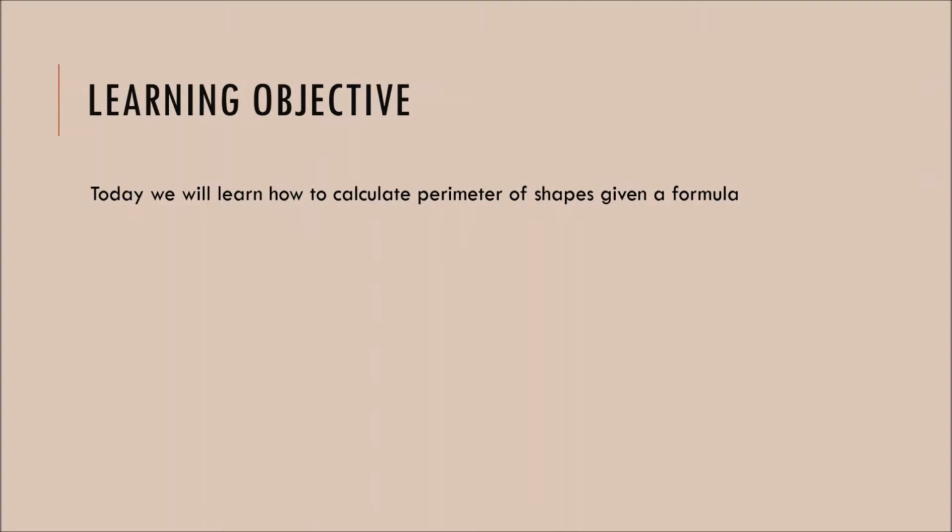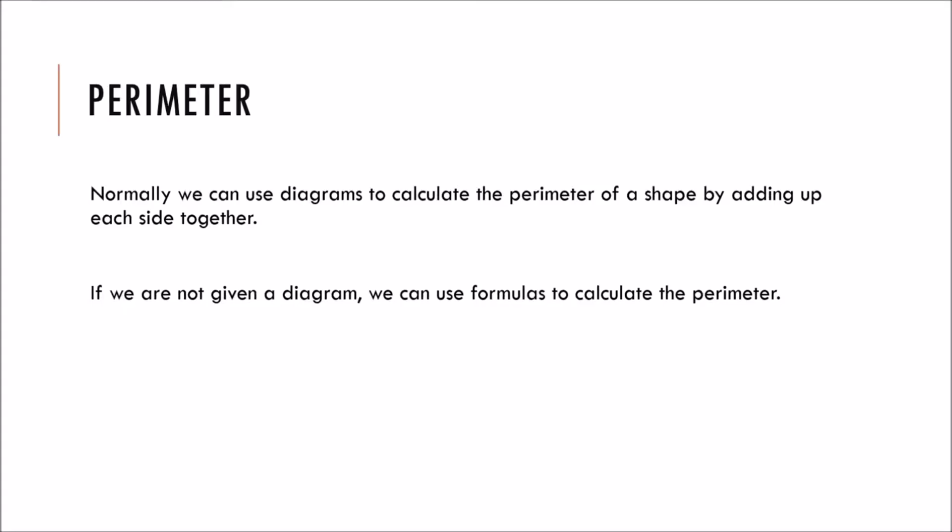Today we'll learn how to calculate perimeter of shapes given a formula. Normally we can use diagrams to calculate the perimeter of a shape by adding up all the sides around the outside together. Now if we're not given a diagram, we can use formulas instead to calculate the perimeter.